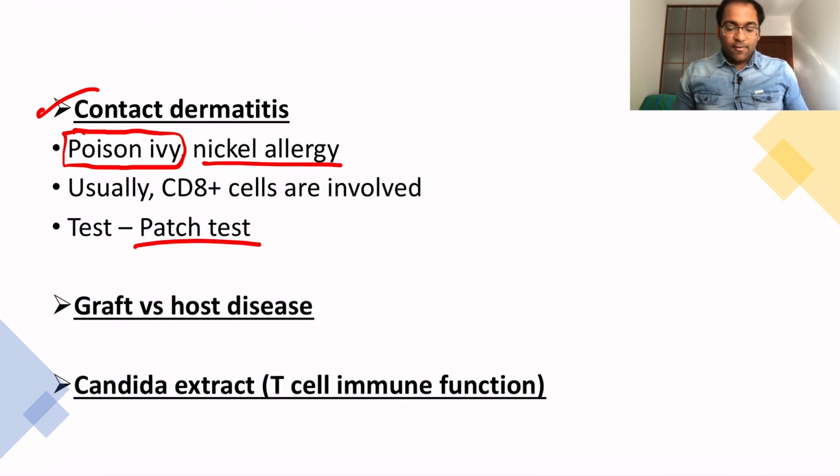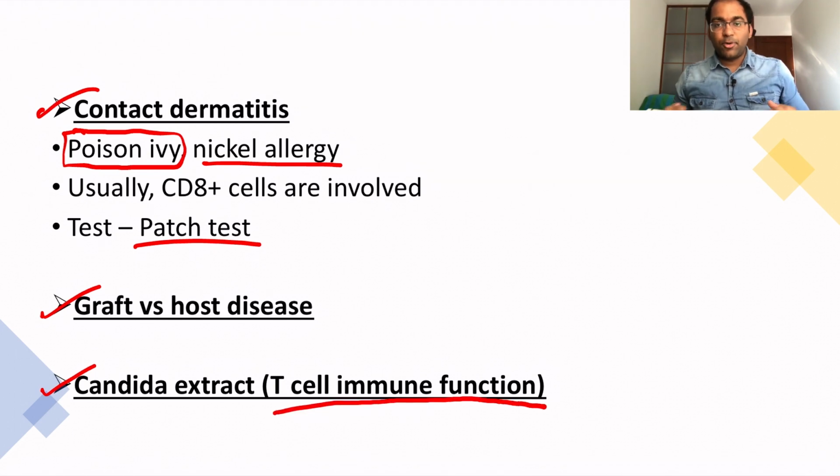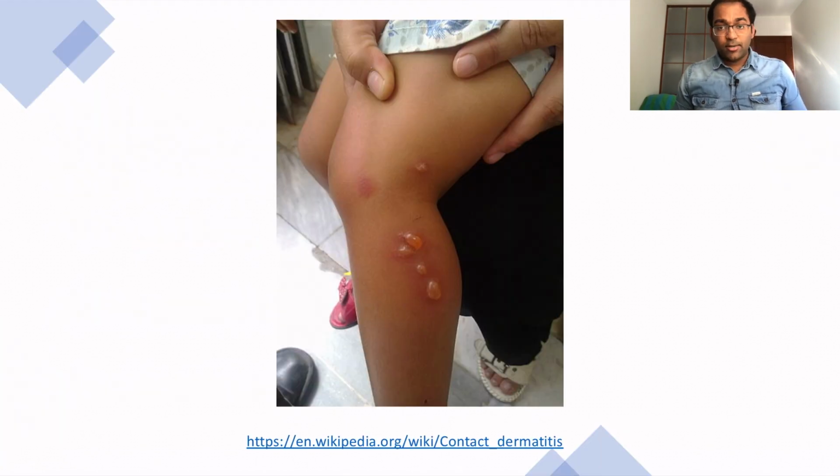The next is the graft versus host disease, and I'll talk about this in transplantology, and I'll explain to you in brief what this disease means. And the last is the candida extract. So when you put the candida extract in a patient, the T cell immune function is responsible for producing the immune response, right?